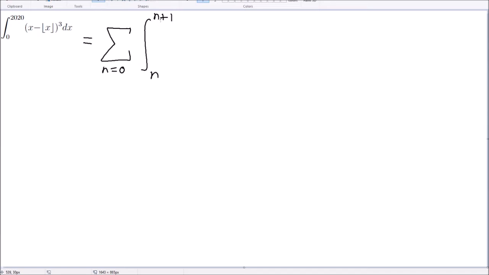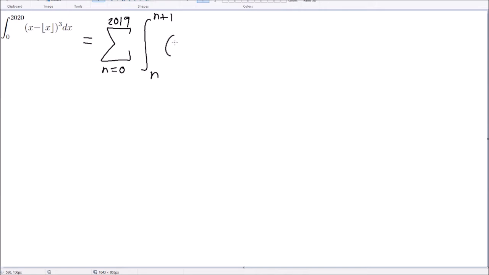Because this is n plus 1, we have to take this bound and subtract it by 1, so that gives us 2019. So be very careful about that. Don't forget to subtract 1 right here. So this becomes 2019 because of the n plus 1. All right? Don't forget about that.